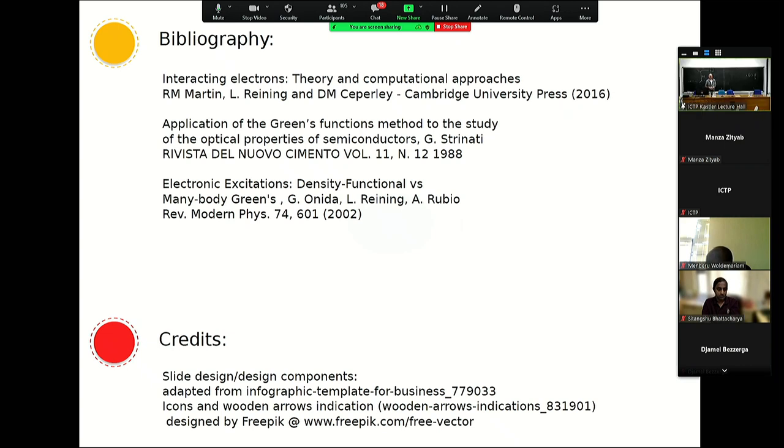GW has been reviewed. There are reviews about GW, so the theory can be really found anywhere, and after so many years, it has been applied so many times that it is a reasonably valid theory.